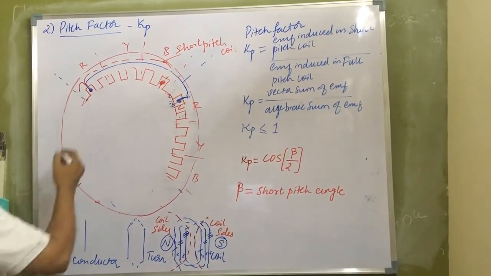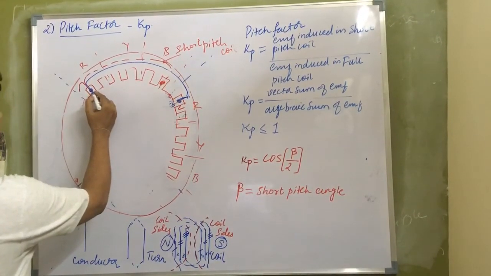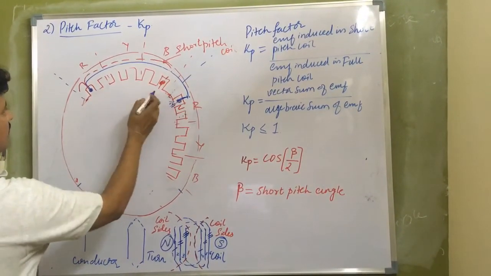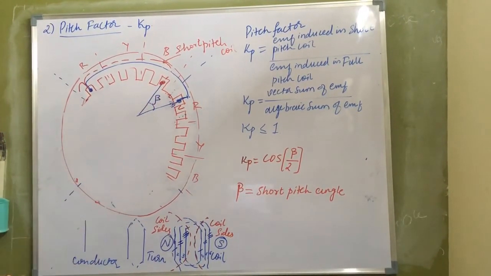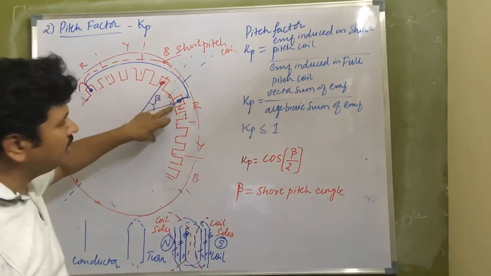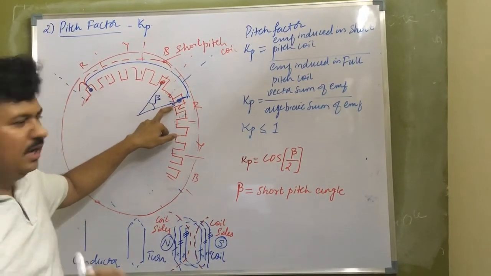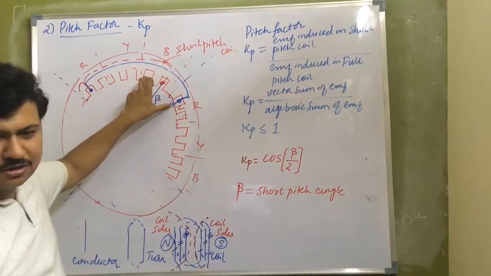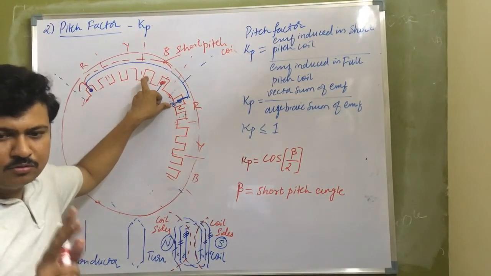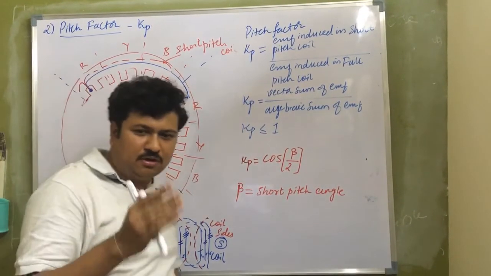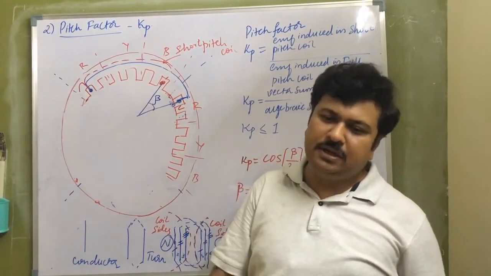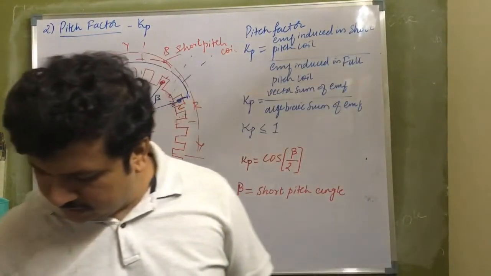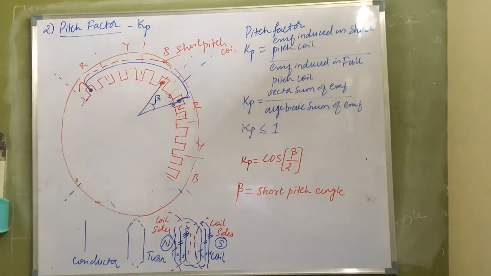Now, instead of placing the coil side of the conductor in this slot, if I place it in this slot, there will be an angle beta. If I place it one slot short, beta will be equal to 1 alpha. If I place it two slots shorter, beta will be equal to 2 alpha. So as many slots as I short, that many slot angles are included in beta. So this is the short pitch coil and pitch factor.